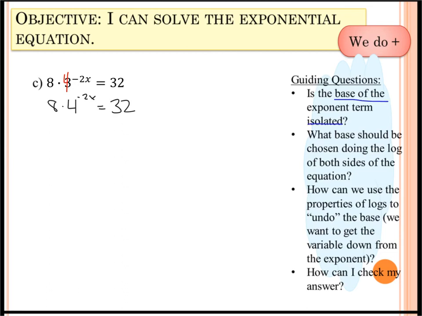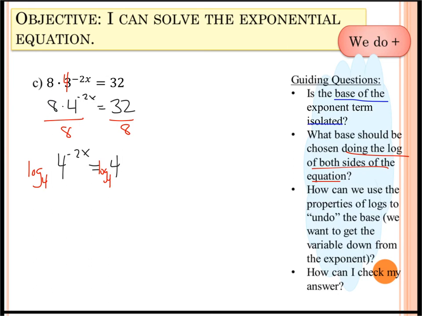Alright, so I want to see, is my base isolated right now? And no, it's not, because we have this 8 right here that is multiplying my base. So we want to undo that with a divide by 8. So we're using that inverse operation. That is going to give me 4 to the negative 2x equals 4. And then I want to see about taking the log. So I need to figure out, well, what base log am I supposed to use? Our base is 4, so we want to use base 4. So log base 4 on both sides.